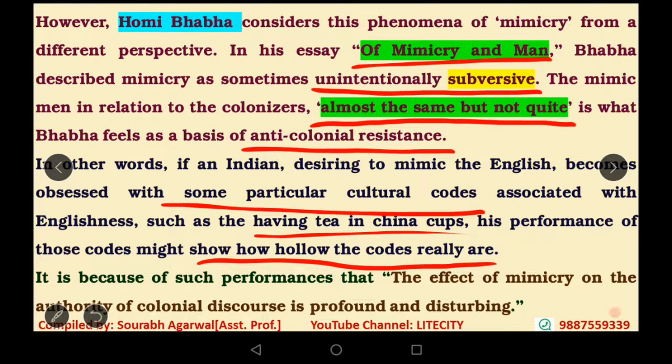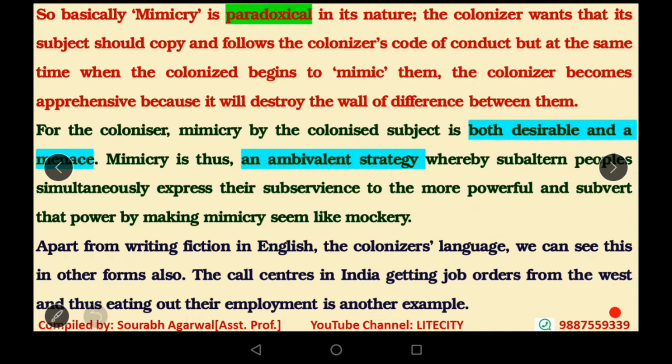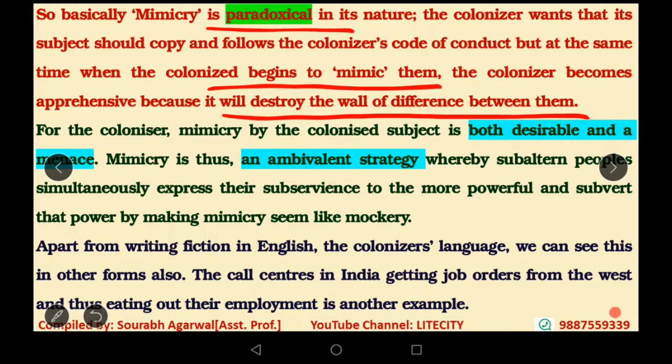It is because of such performance that the effect of mimicry on the authority of colonial discourse is profound and disturbing. The colonizer itself is shocked to see the performance of the mimic man. So basically, mimicry is paradoxical in its nature. The colonizer wants its subject to copy and follow the colonizer's code of conduct, but at the same time, when the colonized begin to mimic them, the colonizer becomes apprehensive because it will destroy the wall of difference between them. What will be the difference then between the colonizer and the colonized if they both follow the same cultural code?